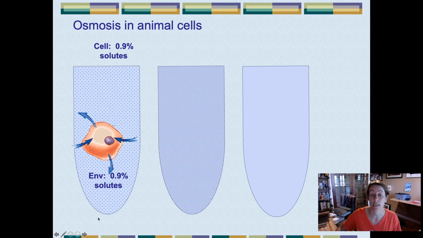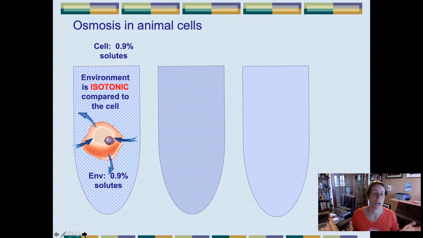And we have a sentence that we can use to describe this situation. The environment, so the outside liquid, is isotonic compared to the cell. Isotonic means the same concentration as. It's a fancy word. Iso means the same and tonic means concentration. So I could say the environment is the same concentration as the cell, or I could be fancy and say the environment is isotonic compared to the cell. So that's our first example.